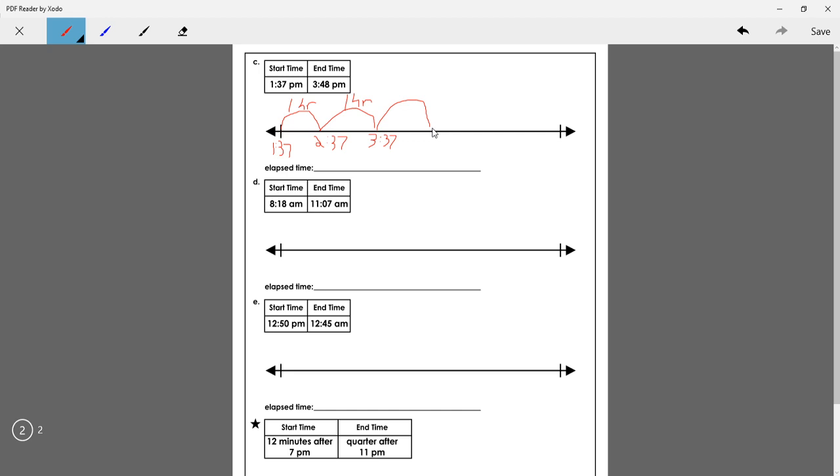Because if we did another hour, it would be 4:37. Obviously, that's too many. How many minutes from 3:37 does it take to get to 3:48? And I know that 37 plus what equals 48, and that is 11. So this would be 2 hours and then 11 minutes.